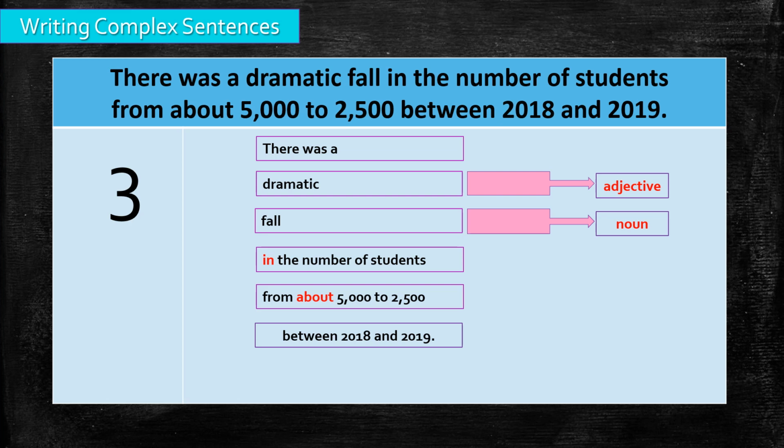Okay. Then you write the subject. But before you write the subject, the number of students, don't forget to include a preposition in. Okay. In the number of students. Then how much is the change? From about 5,000 to 2,500. Then write the time period between 2018 and 2019.